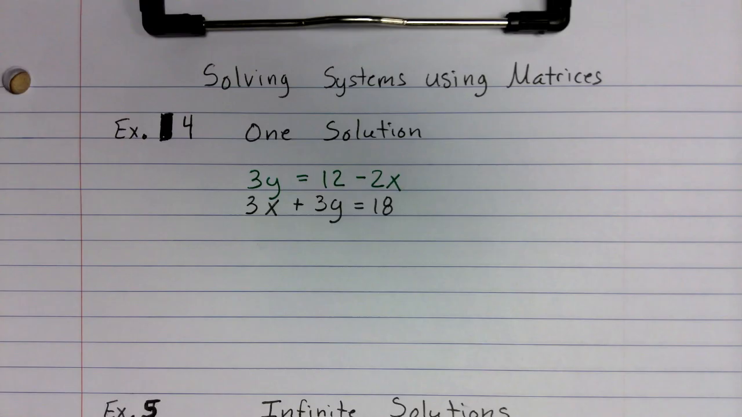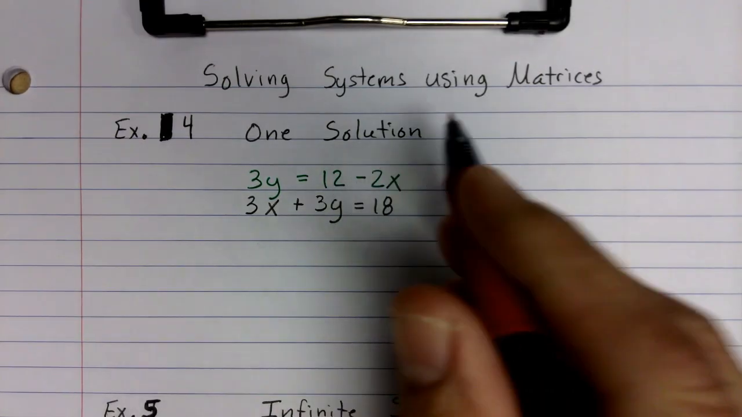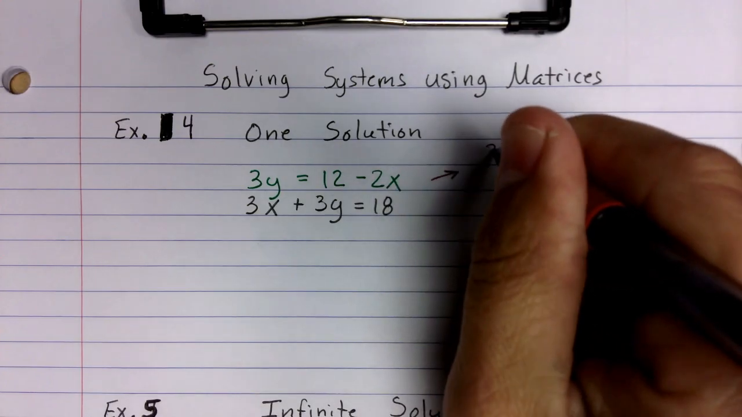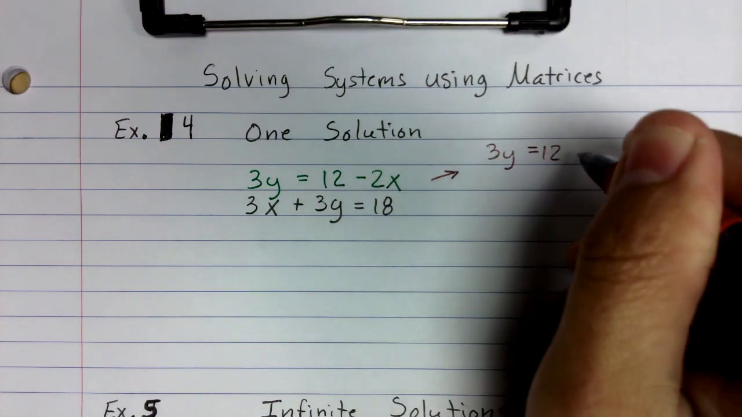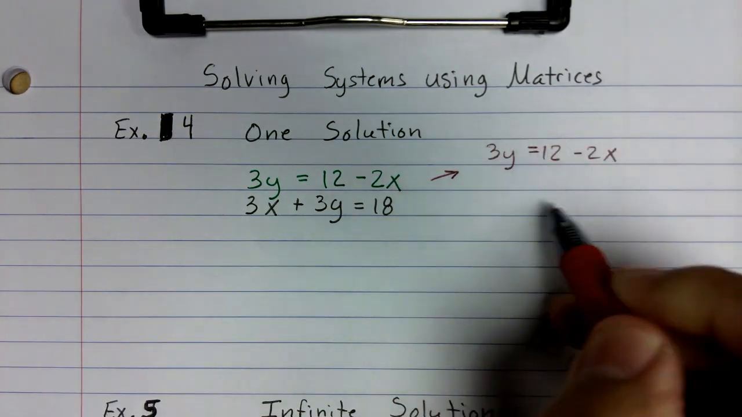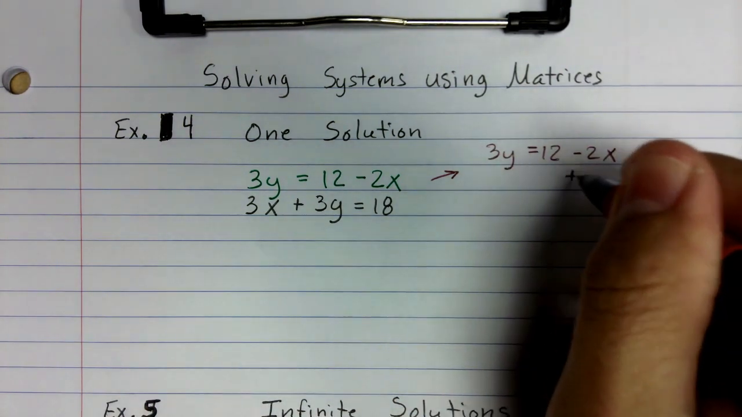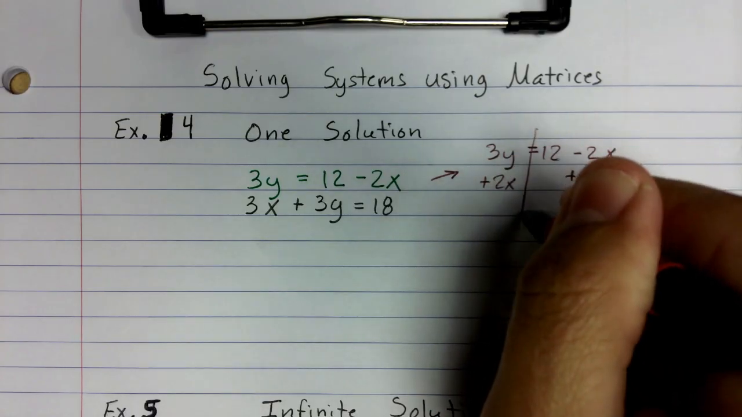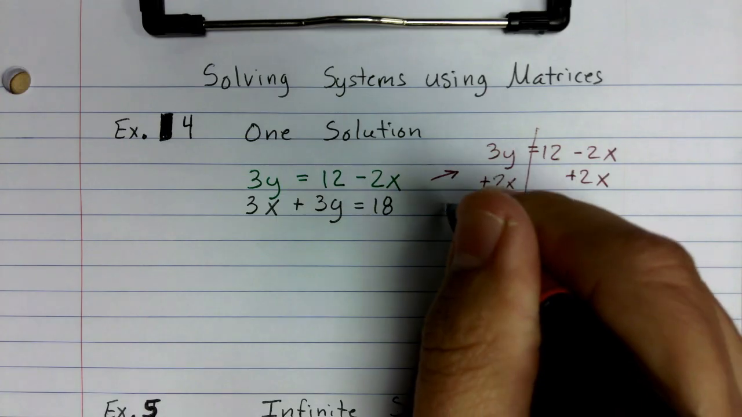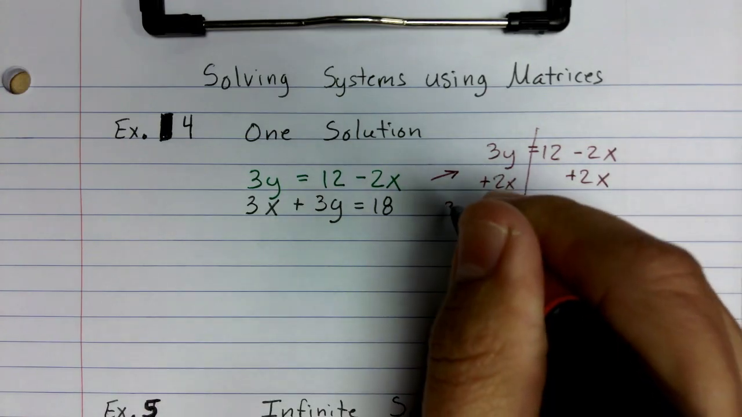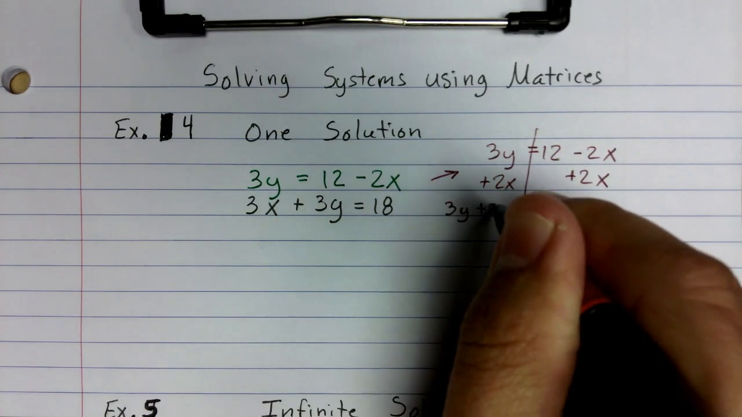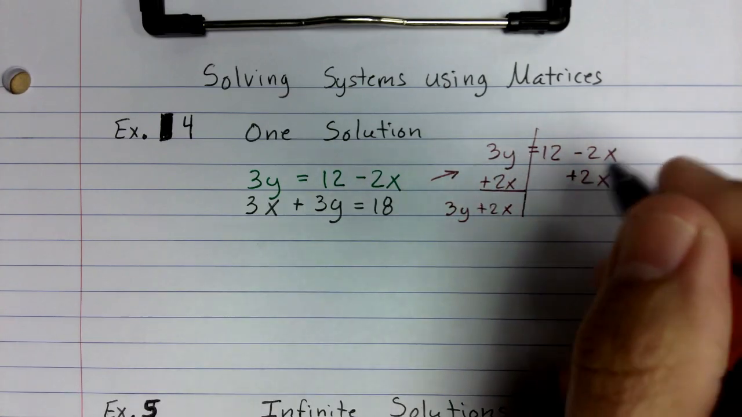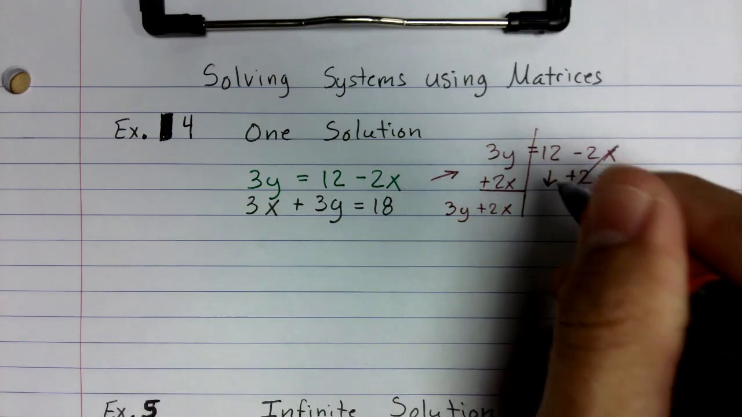So I'm going to start by moving this first one. Notice up here, I'm going to go ahead and rewrite it. So we have 3y equals 12 minus 2x. So if I want to put this into a matrix, I want to move that x over to the left. And then it becomes 3y plus 2x, because we can't combine these, right? Because they have different variables. And these cancel on the right, and we're left with 12.